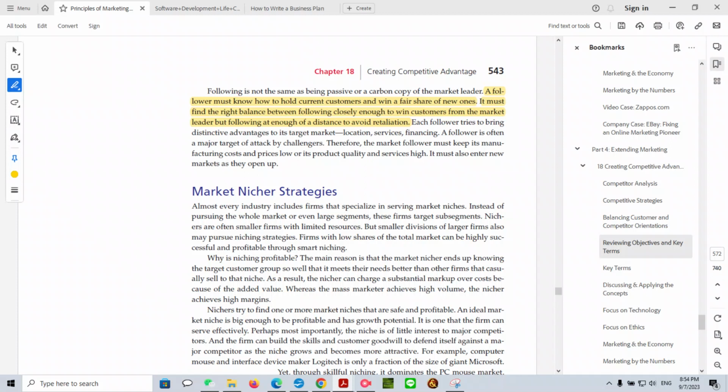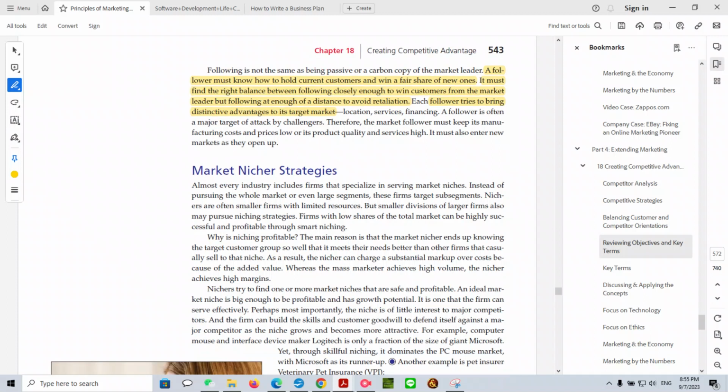That is location, services, and finance. Followers are often a major target of an attack by challengers. Therefore, the market follower must keep its manufacturing costs and prices low, or its product quality and services high. It must enter new markets as they open up. Then we have market nichers, which should be the last one. No, it's not quite, it's the second to last.